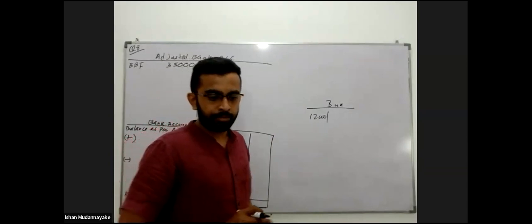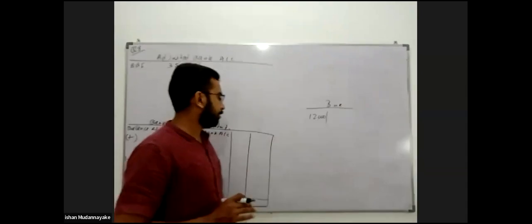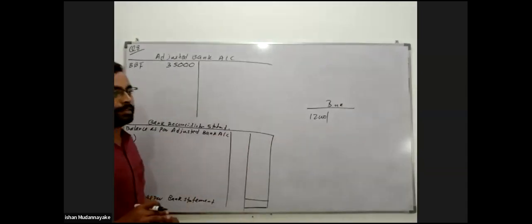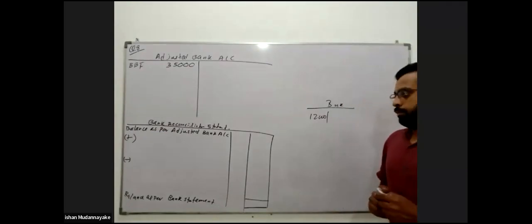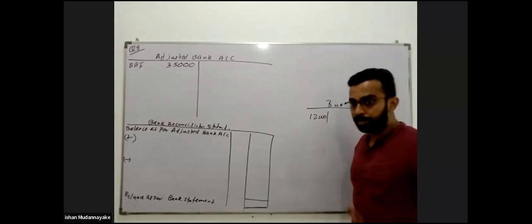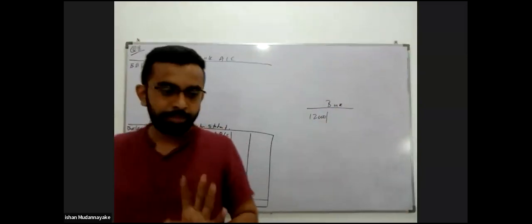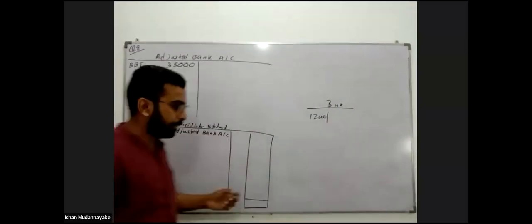That difference, the unrealized check, we record in the bank reconciliation statement. Please watch the previous 3 recordings. Very important. We have discussed each and every point in detail. This 12,000 unrealized check is recorded in the bank reconciliation statement. That is not your fault.